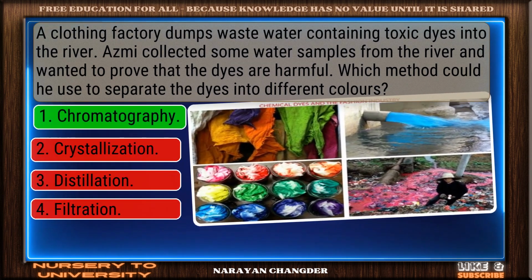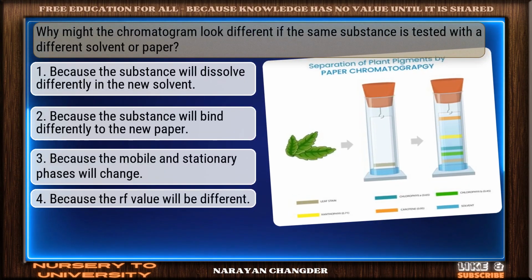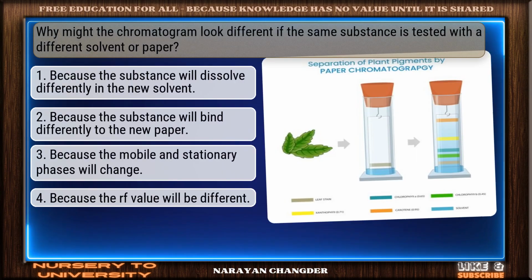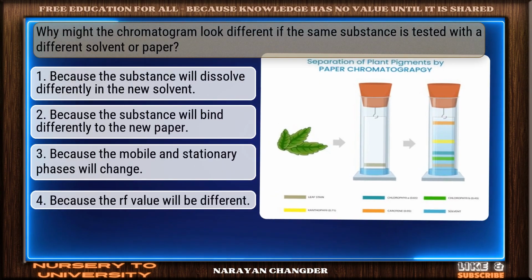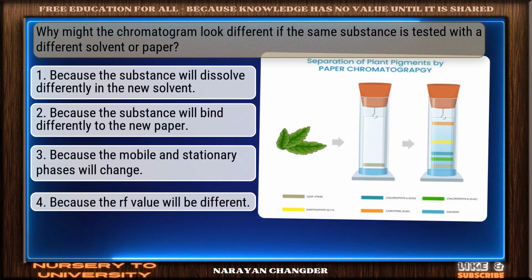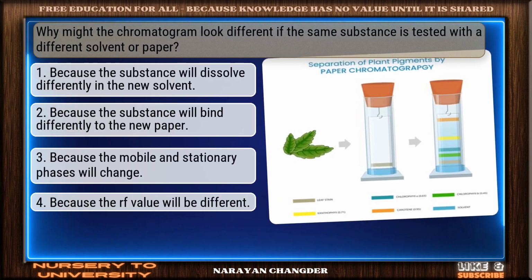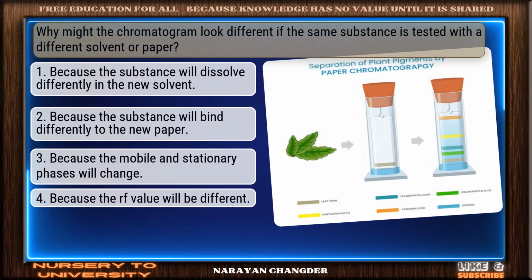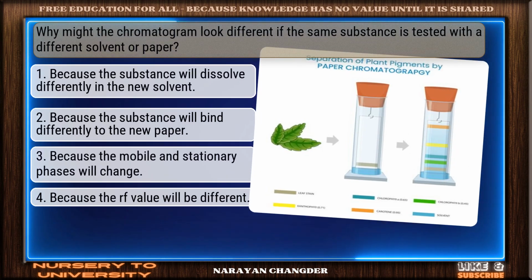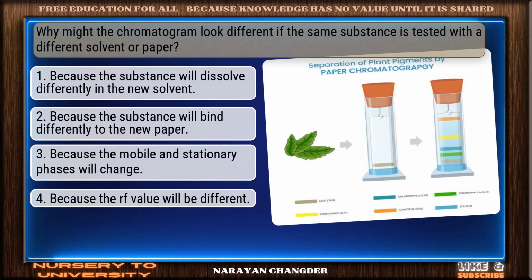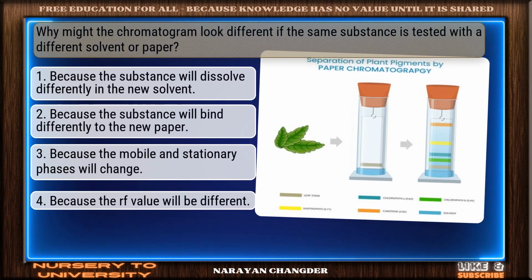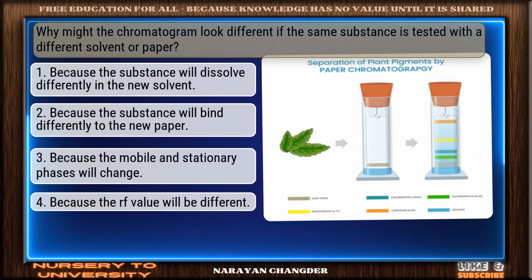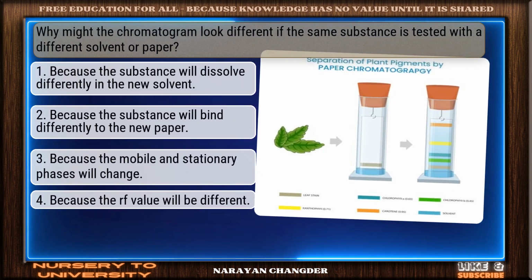Great job, chromatography. Why might the chromatogram look different if the same substance is tested with a different solvent or paper? Option 1. Because the substance will dissolve differently in the new solvent. Option 2. Because the substance will bind differently to the new paper. Option 3. Because the mobile and stationary phases will change. Option 4. Because the Rf value will be different.